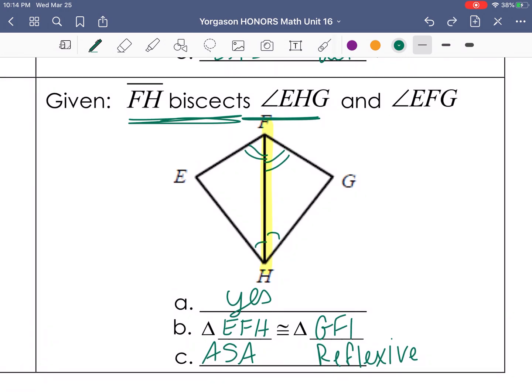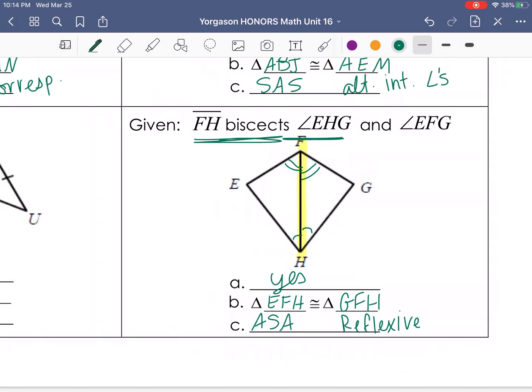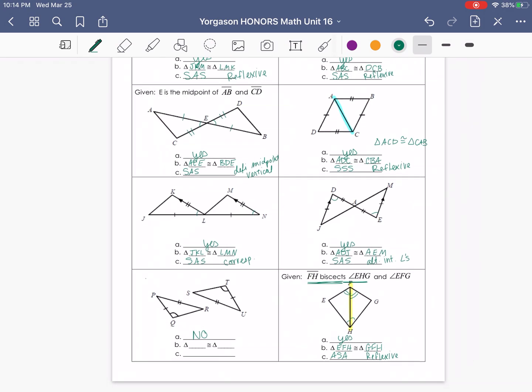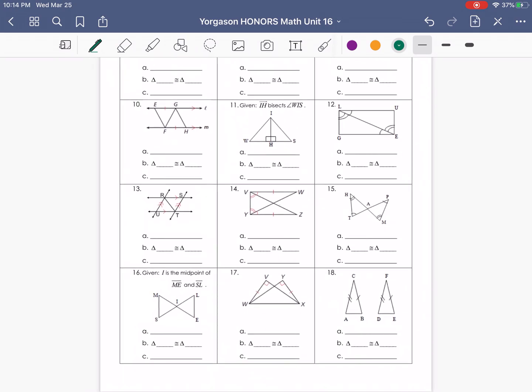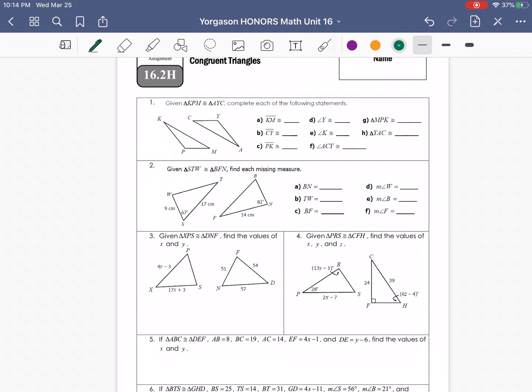Oh my goodness, not letting me write. Okay, we got it. All right, so this was some good stuff. Got a couple of pages. You can see that second page looks a lot like this.